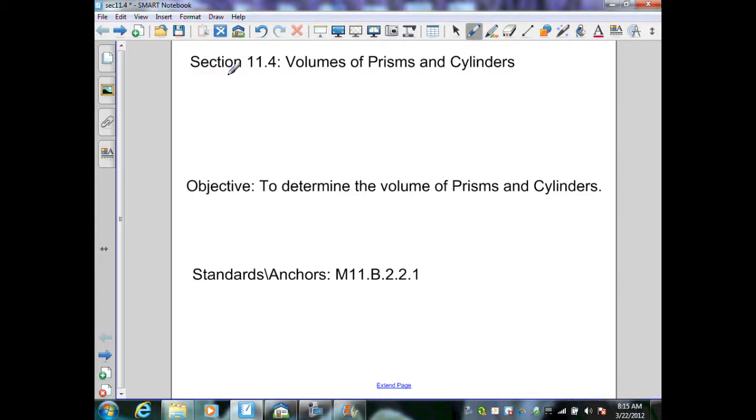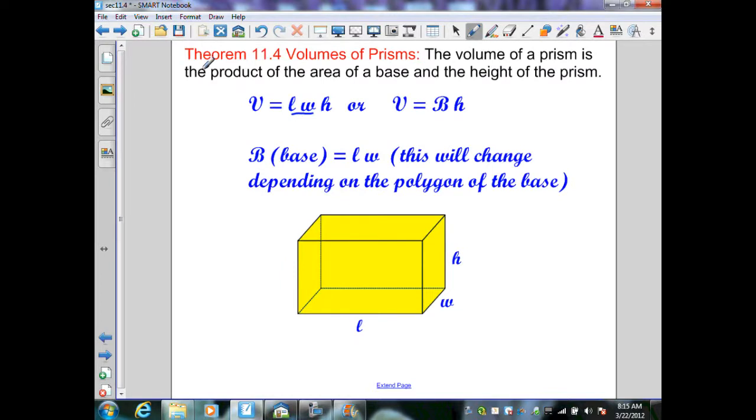Section 11.4, Volumes of Prisms and Cylinders. Theorem 11.4 states the volume of a prism is the product of the area of a base and the height of a prism. Here I have the volume equals length times width times height, or the volume equals the base times the height. In this case, we have a rectangular prism because I know the base is rectangular.